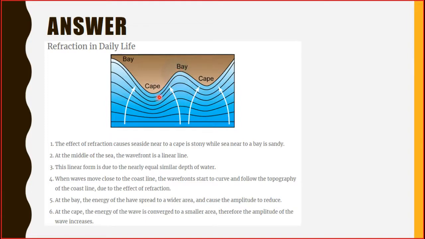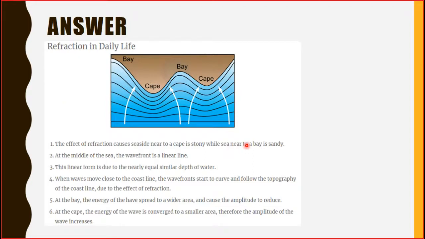Okay, the amplitude. If anything happens, let's say a tsunami, the Cape will receive the highest amplitude of wave. At the bay, you are going to get less amplitude, so less energy of wave, and also because the distance from the bay to the source of the wave is much more compared to the Cape. That is another reason why people usually build resorts at the bay compared to the Cape.